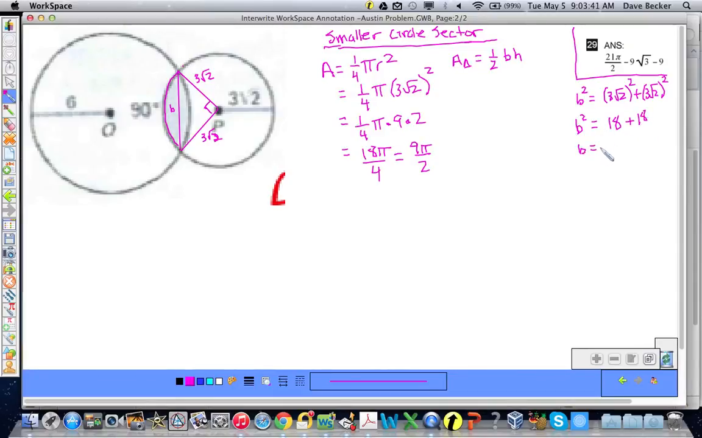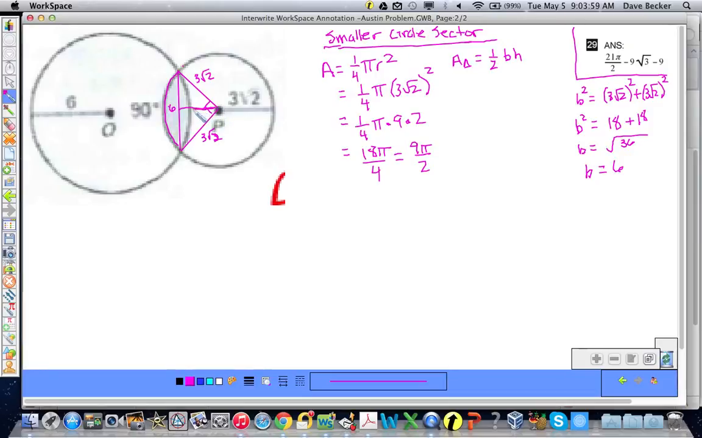So B is equal to the square root of 18 plus 18, and 18 plus 18 is 36. So my base is equal to 6. This is excellent news. So I'm going to go ahead and label that as 6. Okay. Well, now I need the height of the triangle.